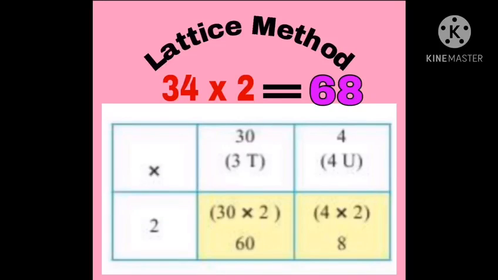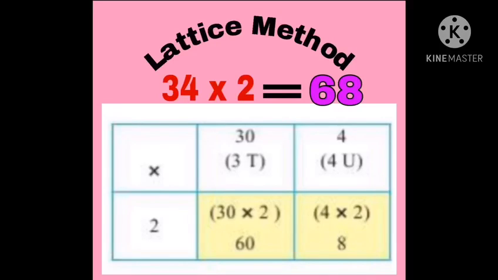Lattice method. What do you mean by lattice method? It means that you have to split the numbers and find out the answer. So let's see what it tells us. Here the number is given as 34 multiplied by 2. Now in this lattice method you have to split the numbers. How are you going to split the numbers?